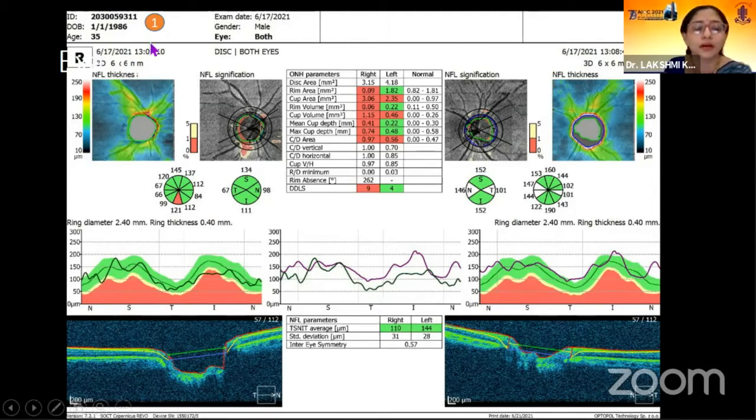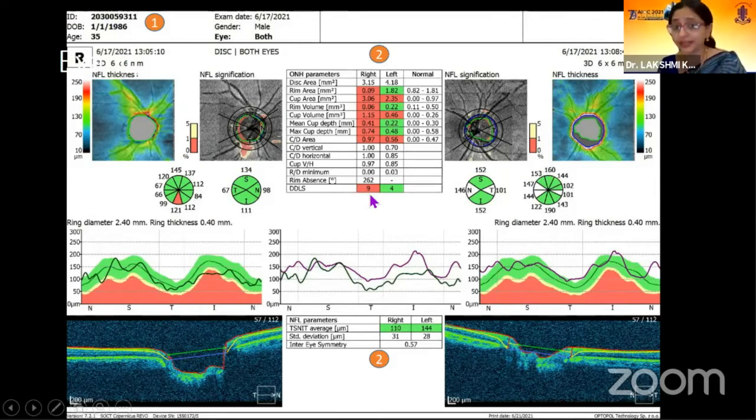So all the initial introductory data are seen here. In the charts, I see red parts are only in the ONH parameters and not in the NFL parameters. But inter-eye symmetry is 0.5. So it's very, very less. So it's less than 0.8. So it can be glaucomatous.